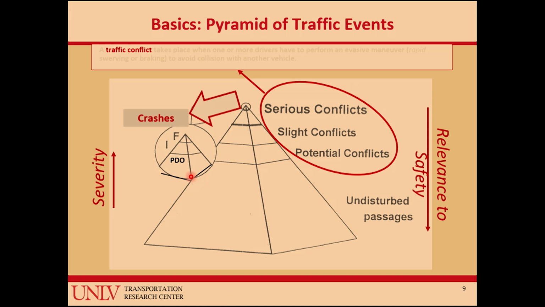So, in terms of severity of adverse outcome, from the bottom of the pyramid to the top it is getting more and more severe. Relevance to safety: if you have an undisturbed passage, chances are that it does not have any direct bearing on safety, but somewhere around here, potential conflicts, serious conflicts, can we learn from them, because you may have had a conflict, somehow they avoided it. So if we can understand what were those triggers or causal factors that led to this, we may be able to learn from that, but at the top it is extremely relevant.